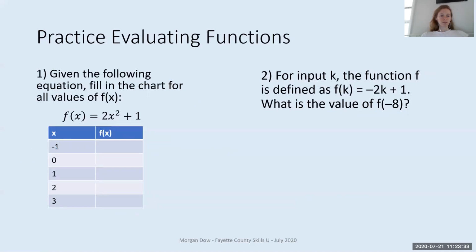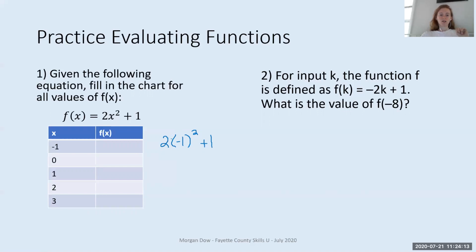So for this first one, we're saying x is -1. So we need to replace x with -1. So we have 2 times -1 squared plus 1. You could either punch this all into a calculator, or you should be able to do this in your head, or just with a little bit of scratch paper. So let's follow the order of operations here, right? PEMDAS: parentheses, exponents, multiplication and division, addition and subtraction.